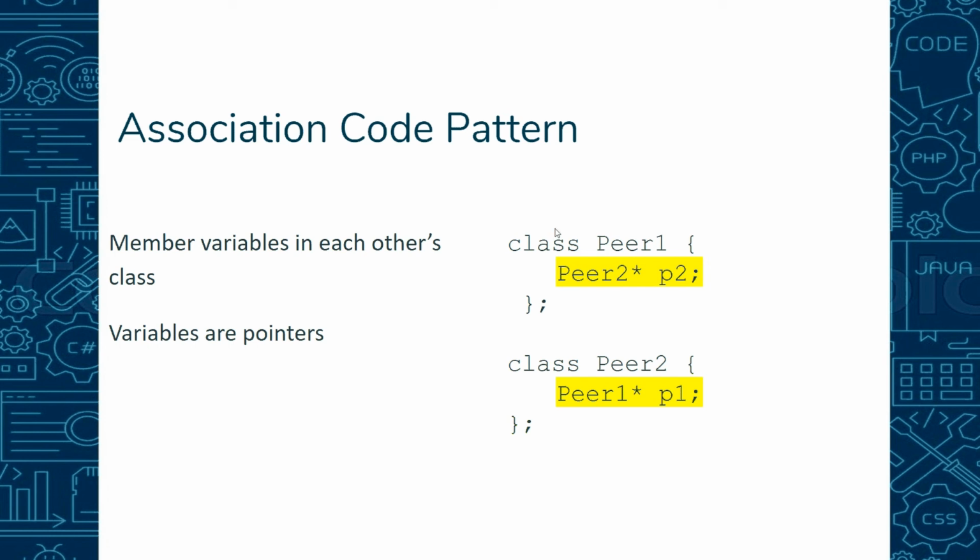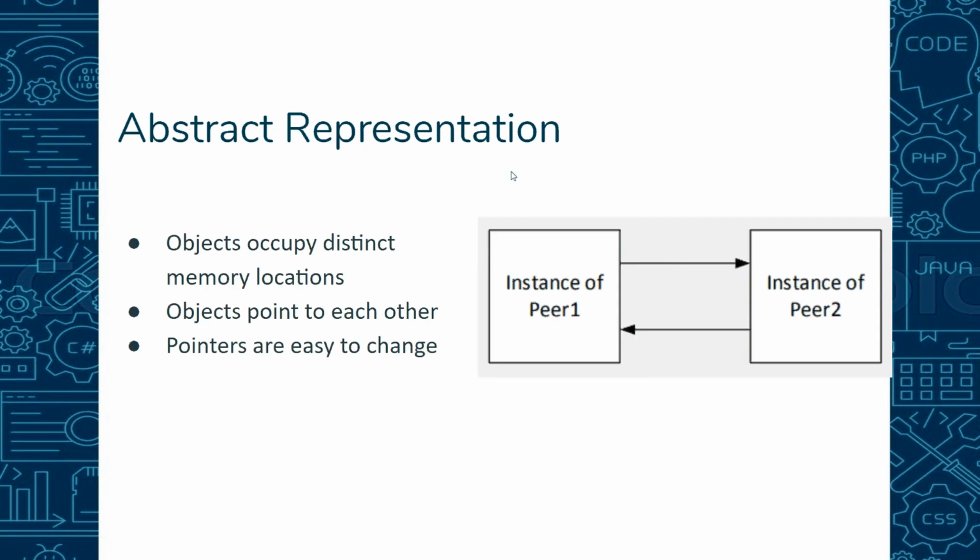Okay, so code pattern. This is the next section. Make sure you get this down on your diagram. Okay, now this is what the representation, the UML, looks like. You have a black arrow pointing in both directions. So this object has a black arrow pointing here. This object has a black arrow pointing here.